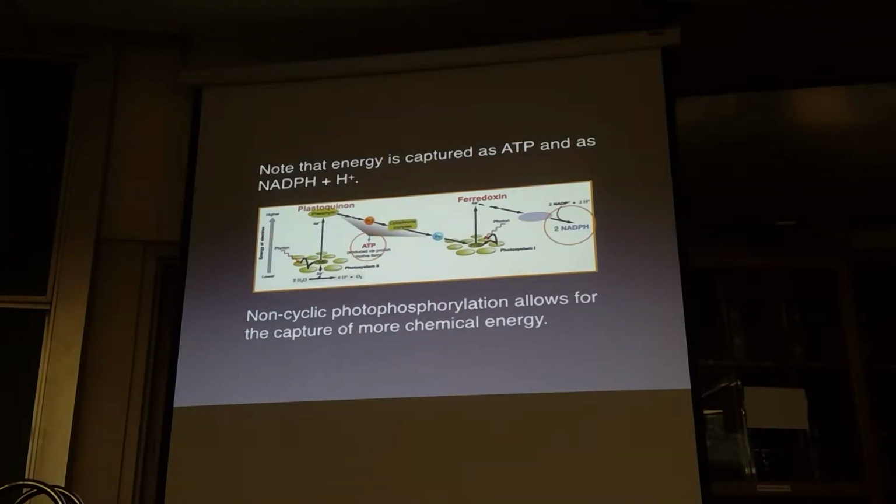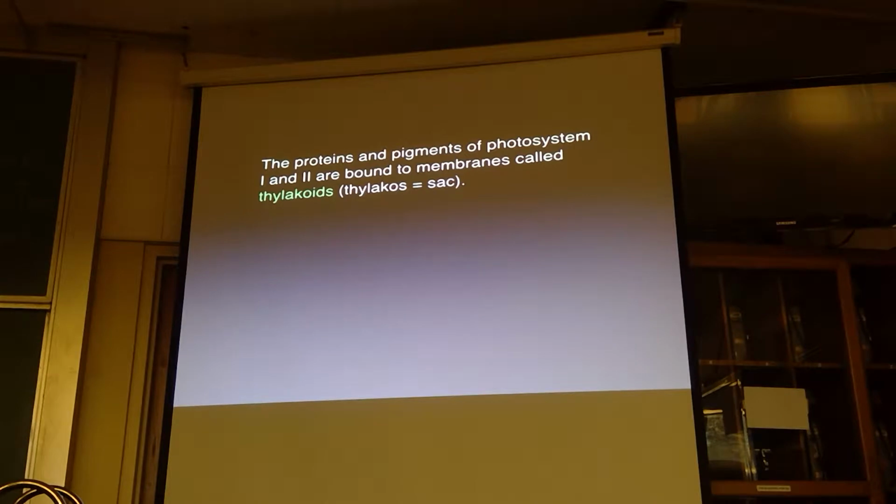Now, if the organisms are doing non-cyclic photophosphorylation, they get to capture more energy because they get to capture energy both as ATP and NADPH. If the organisms are doing cyclic photophosphorylation, they only get one. It turns out that algae and cyanobacteria can run a non-cyclic pathway, which I'll show you in a moment.